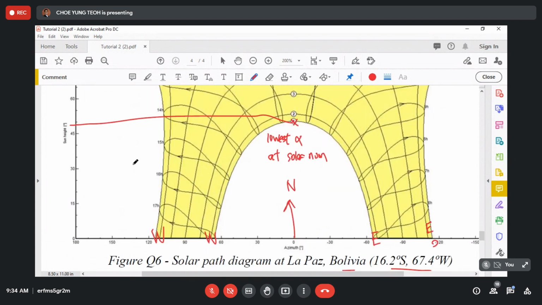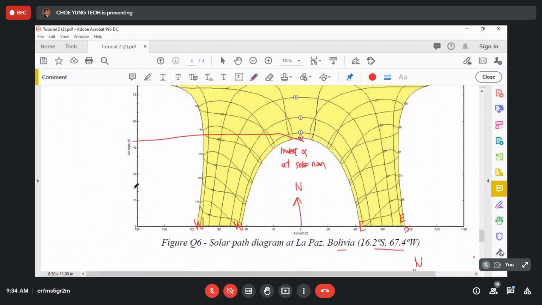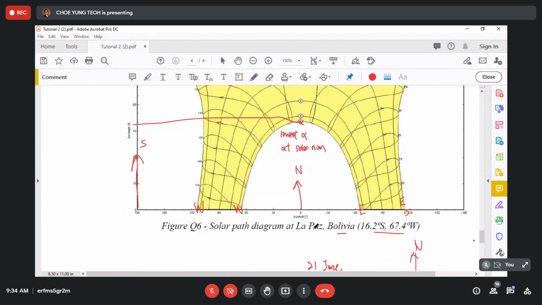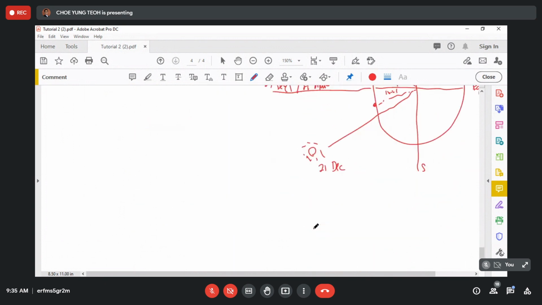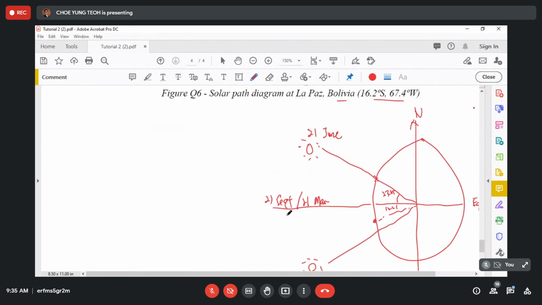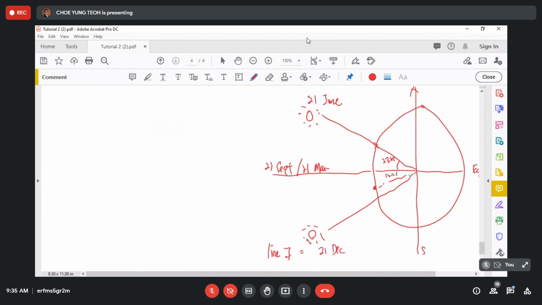If I want to draw a direction, here will be south. So it means that for lines 6 and 7, during the day the sun will pass through the south of the latitude. So when is the date? 21st of December, which is the lowest altitude angle at solar. So line 7 is 21st of December, and line 1 is 21st of June.